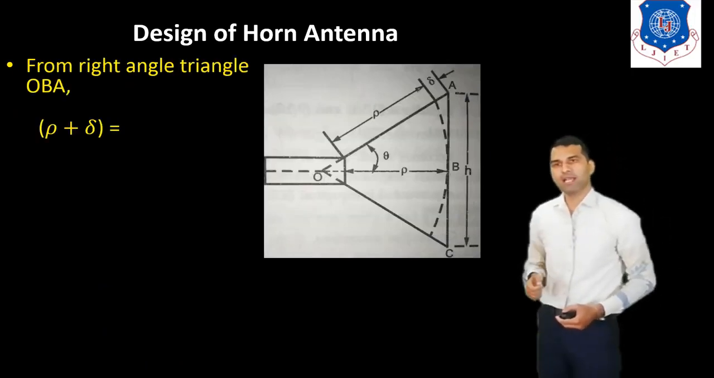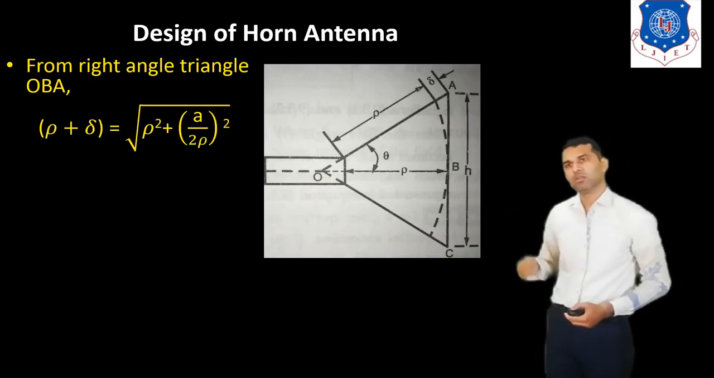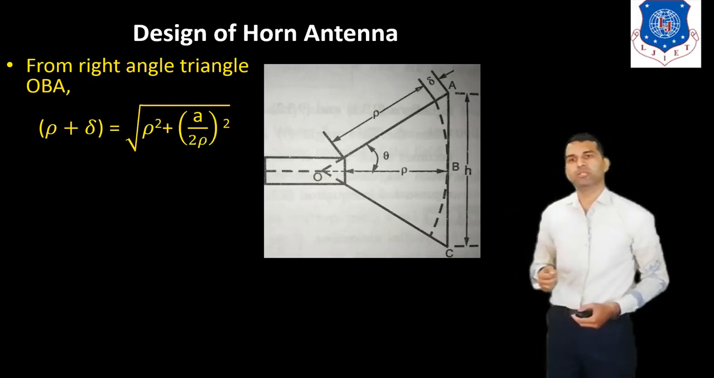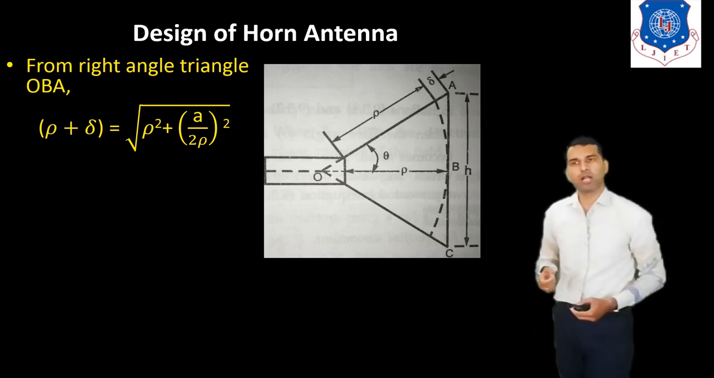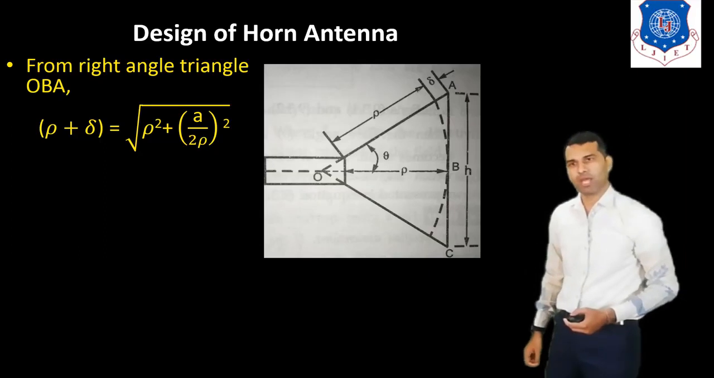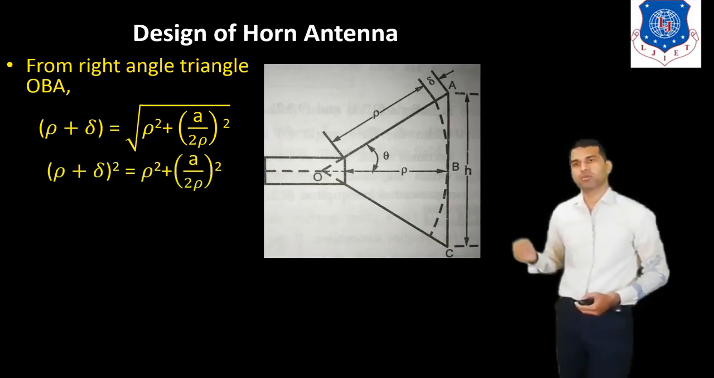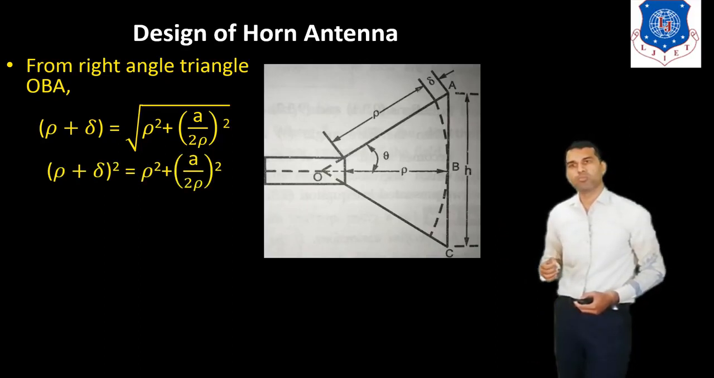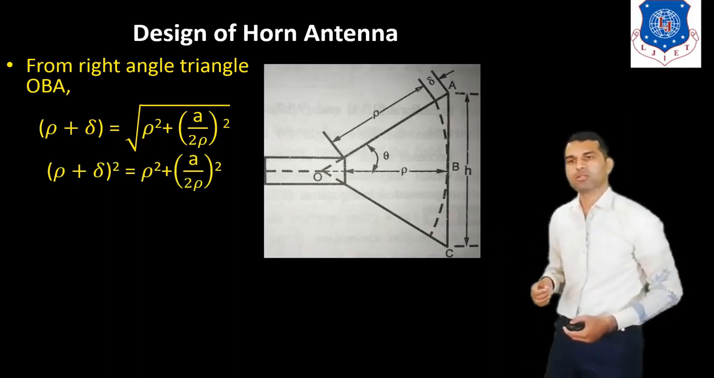From the right angle triangle OBA, in this figure, by using the Pythagoras theorem we can write rho plus delta is equal to the square root of rho square plus (a by 2) square. So when we solve this, we can write (rho plus delta) square is equal to rho square plus (a by 2) square.